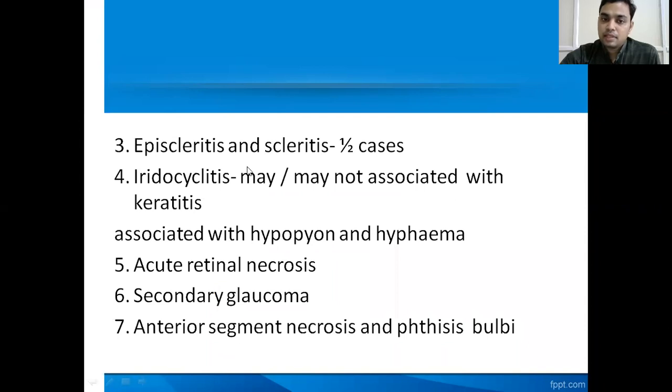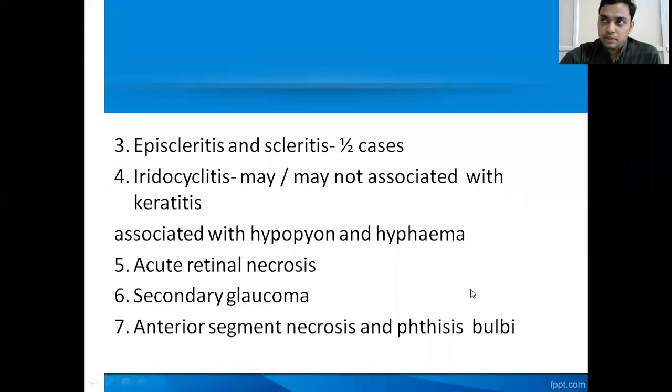In half of the cases, episcleritis and scleritis are seen, and iridocyclitis is seen. They may be associated with hypopyon and hyphema. Hyphema is nothing but the presence of blood in the anterior chamber. Hypopyon is nothing but the presence of pus cells in the anterior chamber. And in severe cases, the retina is involved and necrosis is seen. And because of the iridocyclitis, there is increased intraocular pressure, and it may lead to secondary glaucomas.